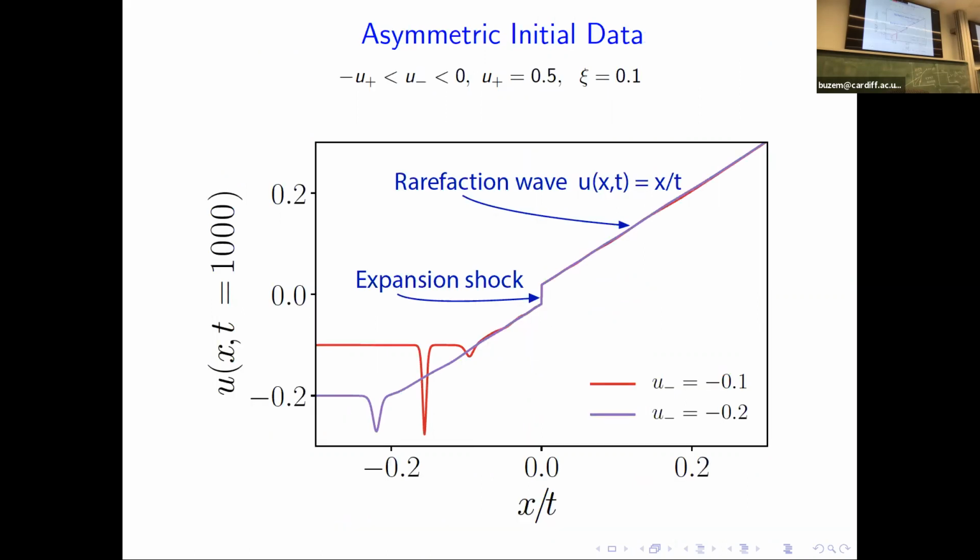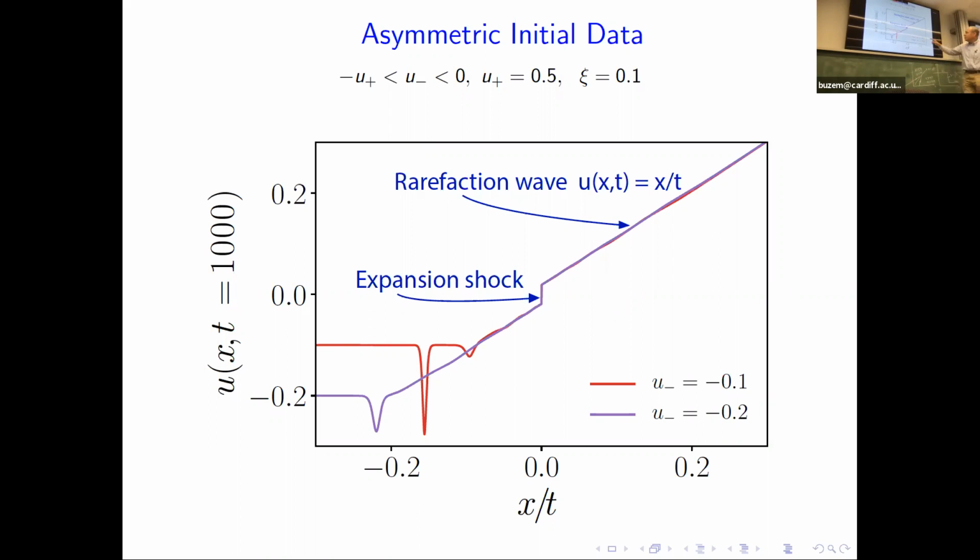All right, now if we look at asymmetric initial conditions, so here the U plus is 0.5, so it's way up here. So it's a constant out. You have to sort of imagine it in this picture. But we choose U minus to be two values, either minus 0.1 or minus 0.2. At minus 0.2, what we see is the same rarefaction, roughly x over t, but there's a solitary wave that propagates to the left.